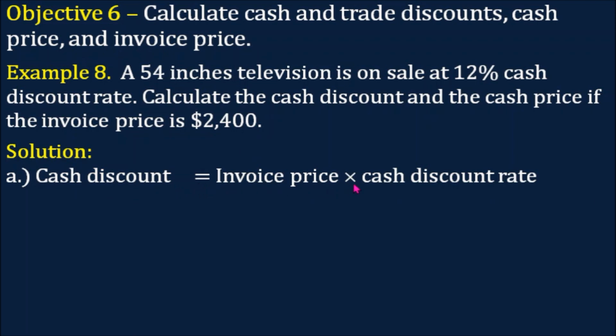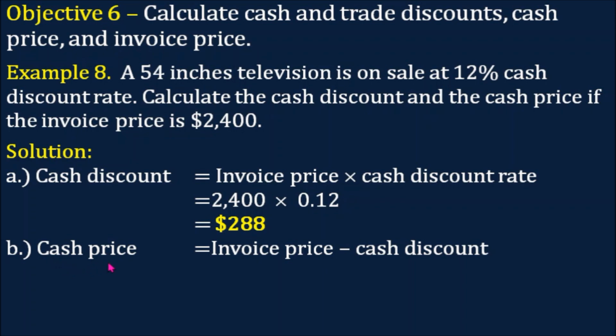Invoice price times cash discount rate. So that means 2,400 times 12% or 0.12, and that gives us $288. So this is the cash discount.